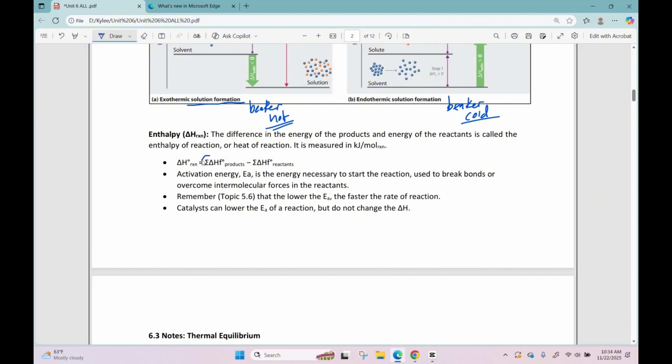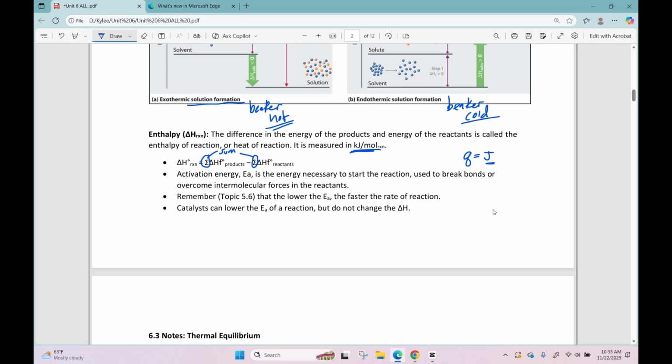This little Greek letter here, sigma, is for the sum. So if there's more than one product, we're going to add that together. And same thing here. If we have more than one reactant, we're going to add that together. Delta H is measured in kilojoules per mole. That might be different than our friend Q, because Q is often just measured in joules. Again, we want to make sure that we are paying attention to our labels, because that is something the College Board likes to see if you're paying attention.